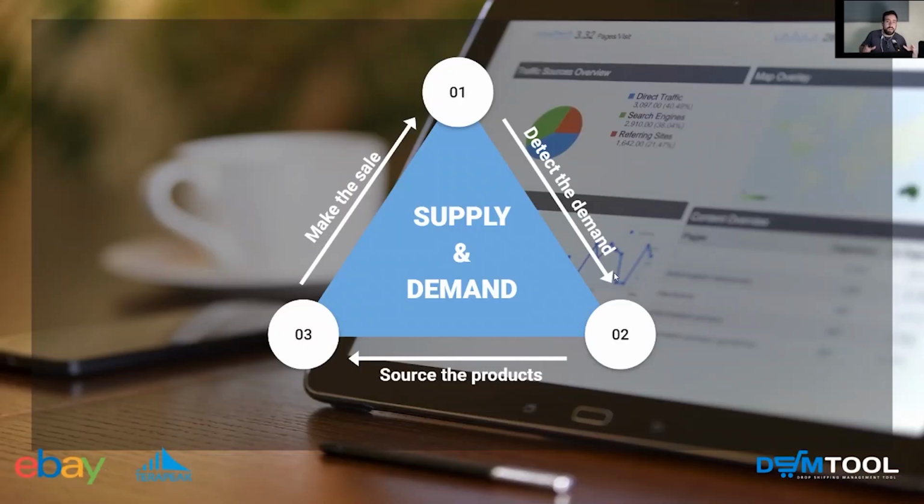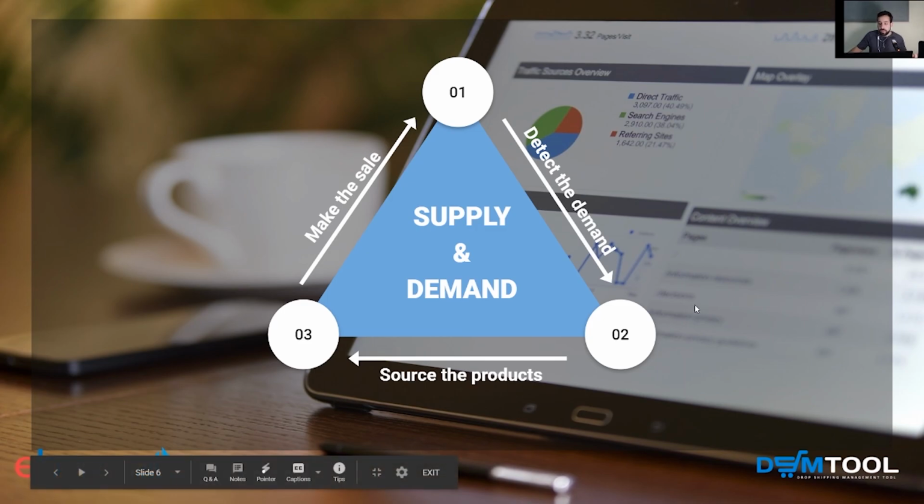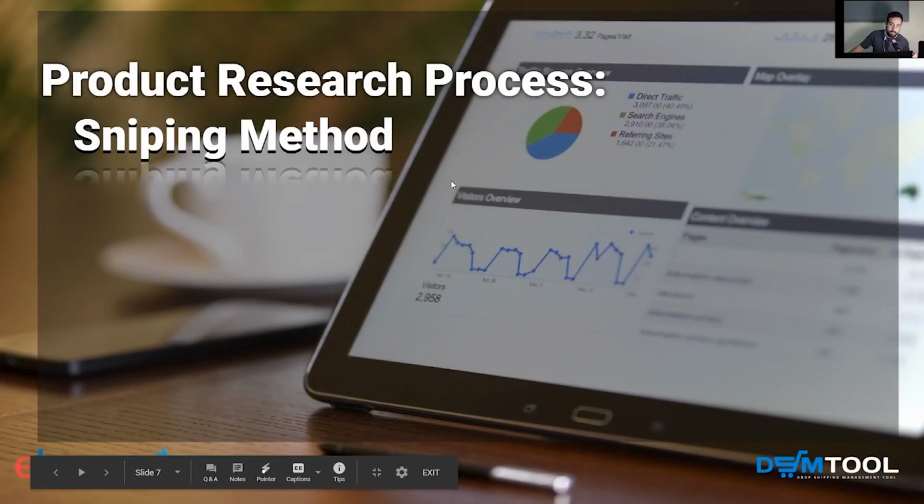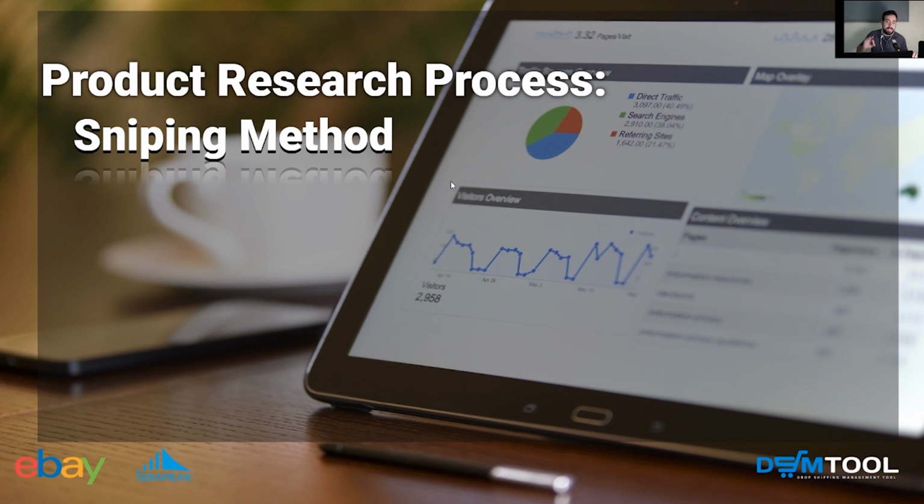So knowing this concept of supply and demand, it's time to get to know a little bit about the first process or method when it comes to product research. Now, let me show you the theory on the presentation and then show you the practice on how exactly to do the process. So this is called the Sniping Method. In the Sniping Method, we do 3 simple steps.